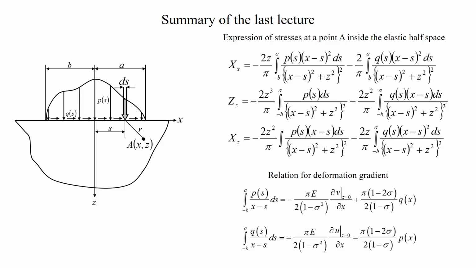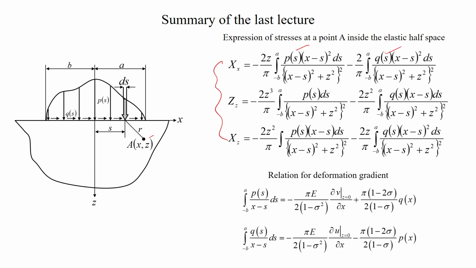We are discussing contact mechanics, and in the last few lectures we discussed distributed load in the plane strain approximation on an elastic half space. We discussed the distributed loads PS and QS, where PS is the normal load and QS is the shear load, and we wanted to find the stress components at this particular point A, which is within this elastic half space at x, z coordinates.